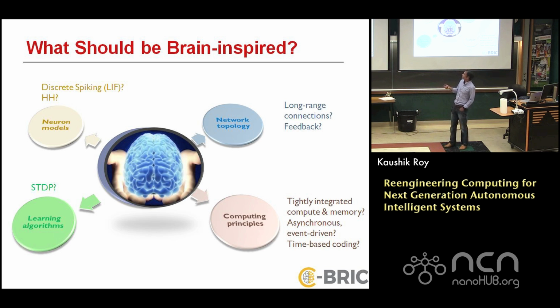So what should be neuromorphic? What kind of neuron models should I use? Should it be brain-like? What kind of learning algorithm should I use? There's something called, you may or may not have heard about it, spike timing dependent plasticity. If you haven't, that's fine, but what kind of algorithm should I use? What kind of computing principles should I use? What kind of network topology should I use? It turns out that those are all important.